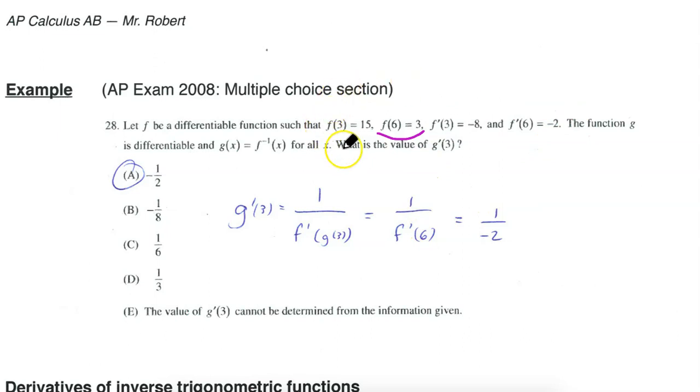We look in the bunch of stuff we are given, and we find that it's equal to -2. So final answer 1 over -2, answer A. So you were given extra information that we never used. This might happen sometimes in questions in AP Calc AB.